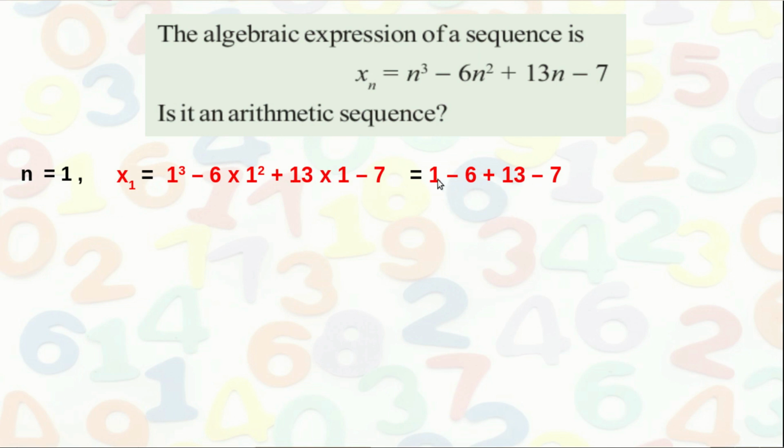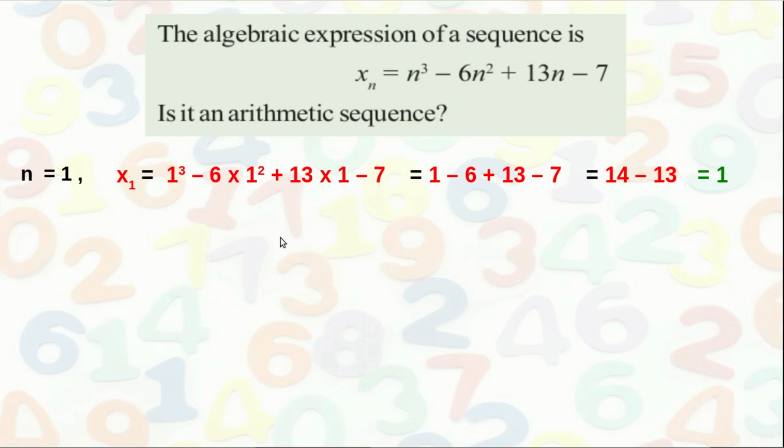Now, here you have 2 positive terms and 2 negative terms. I am adding the positive terms first. 1 plus 13 is 14, minus 6 plus minus 7 is minus 13. So, that is equal to 14 minus 13 equal to 1. Now 1 is the first term of this sequence.